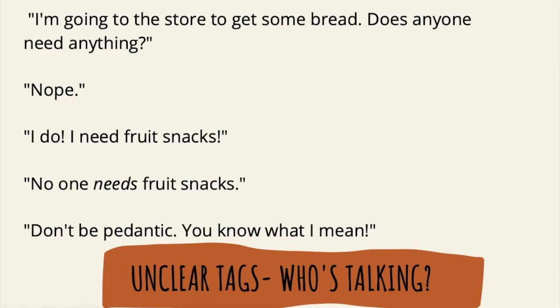So let's look at this example. "I'm going to the store to get some bread. Does anyone need anything?" "Nope." "I do. I need fruit snacks." "No one needs fruit snacks." "Don't be pedantic. You know what I mean." We can't tell for sure who said what or even how many characters are involved. So this is a place that illustrates that we need dialogue tags. If we can't tell who's talking, we're going to be very confused.